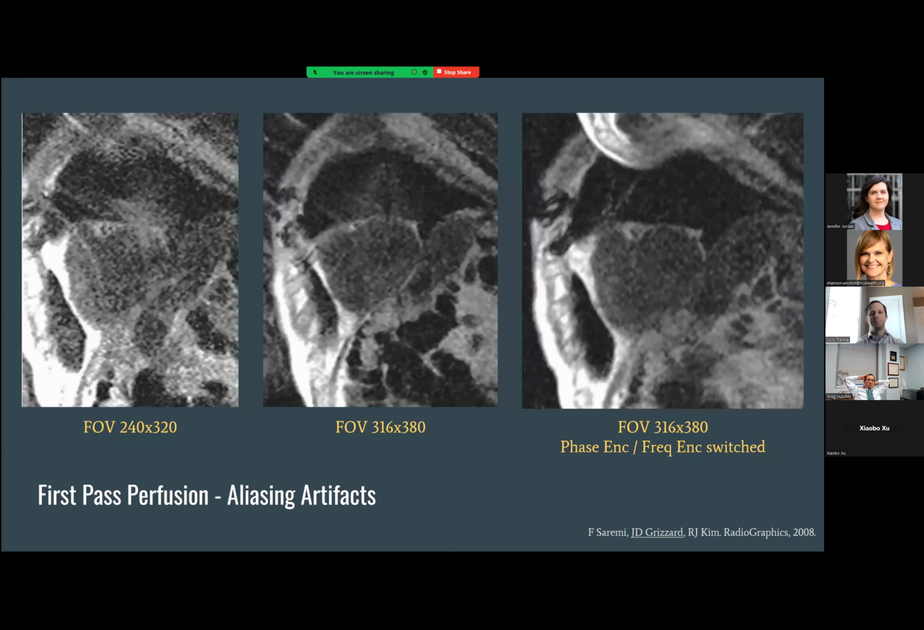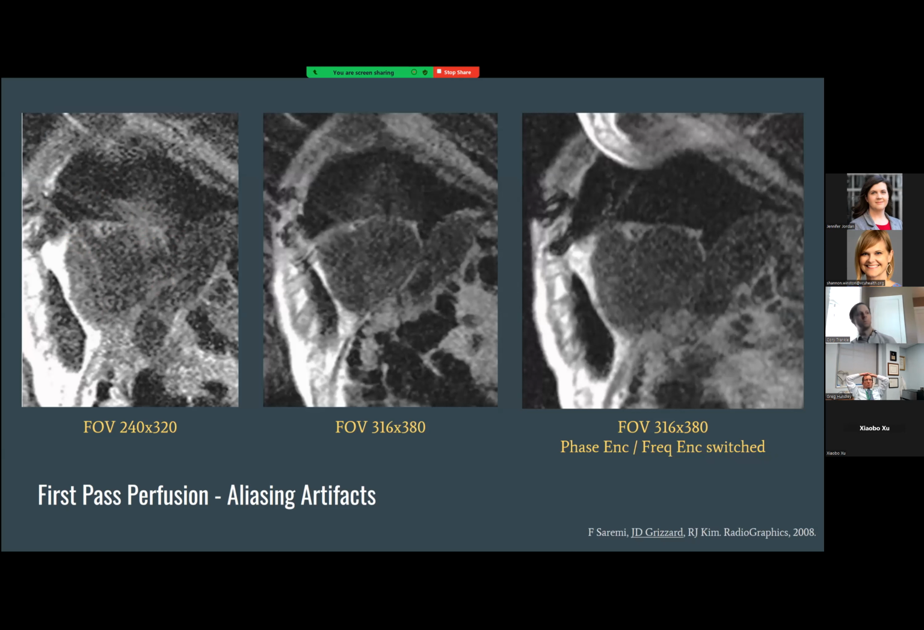If we're not dealing with darkroom artifact, we're probably dealing with aliasing in our first pass perfusion images. Similar to what you saw with the parallel imaging aliasing artifact, we get an aliasing artifact in our first pass perfusion images. You can see on the left-hand image, these lines are coming through the myocardium, which the hypo and hyperintensity caused by those artifacts could really influence our ability to determine if there's a perfusion defect.